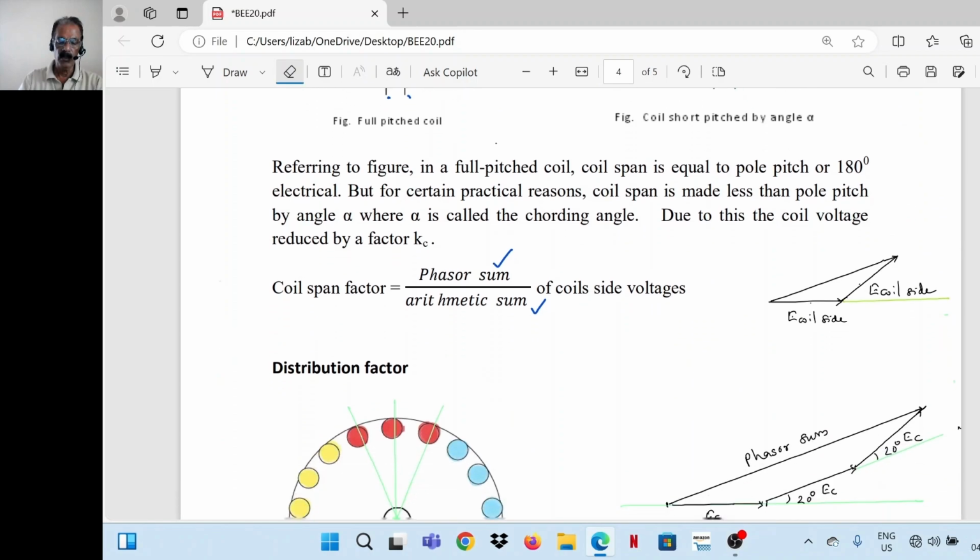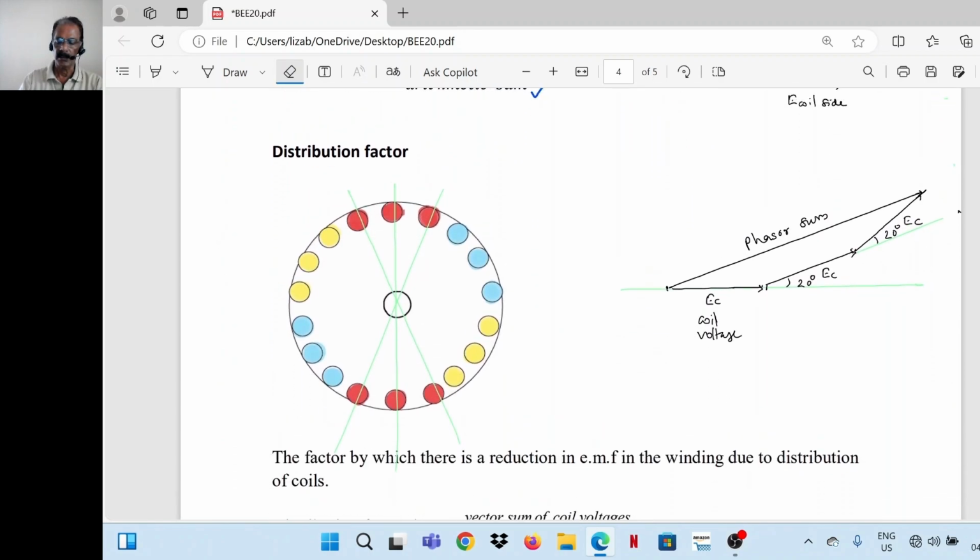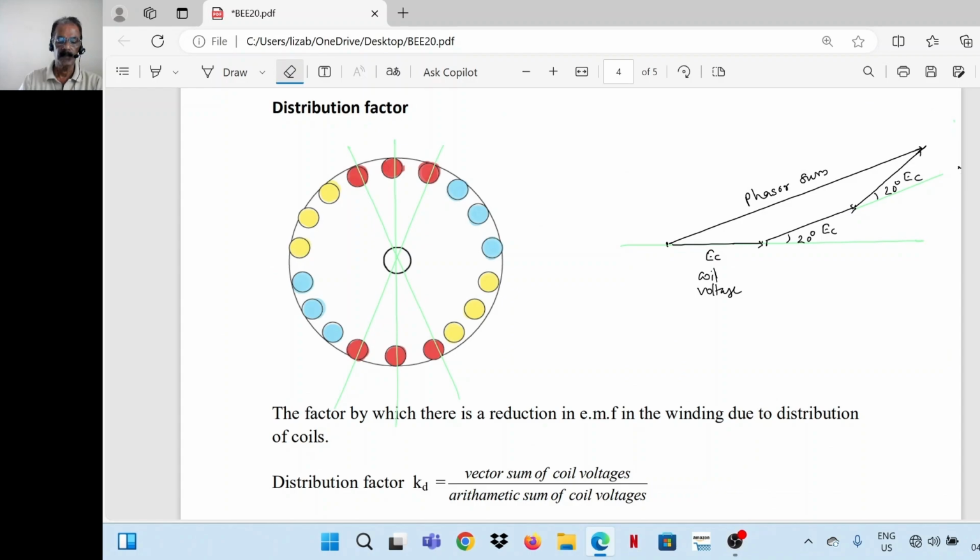Then there is one more factor called the distribution factor. In the previous example which we considered, we have taken only one coil in each phase. Here there are three. Say for example, let's take it as 1, 1 dash.